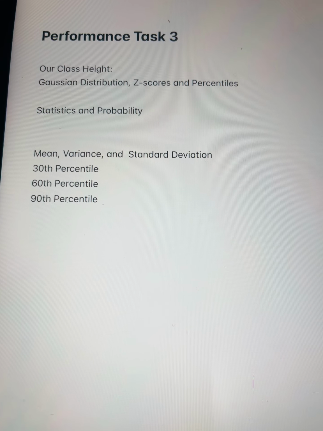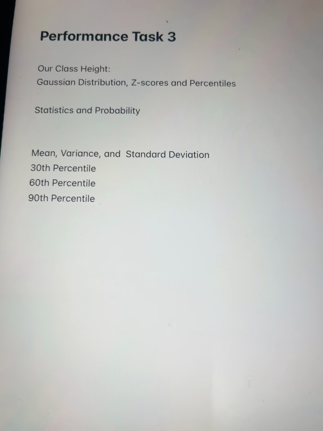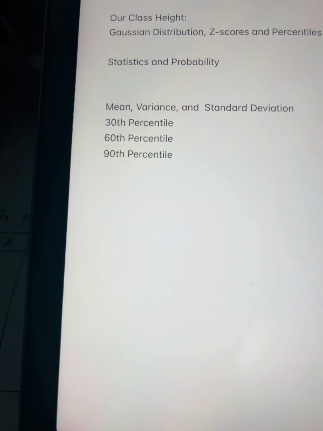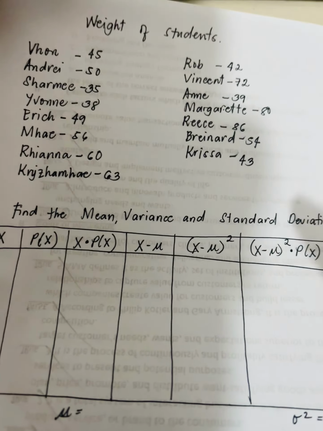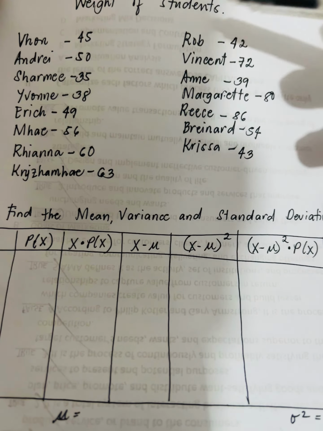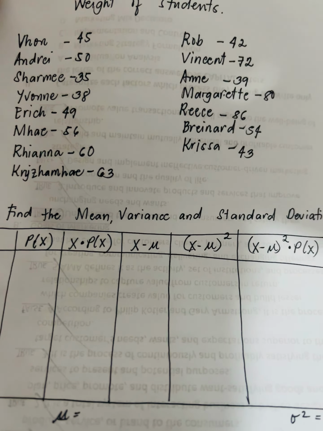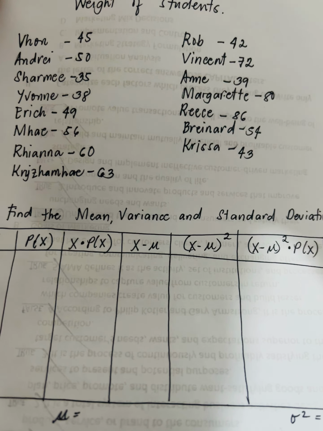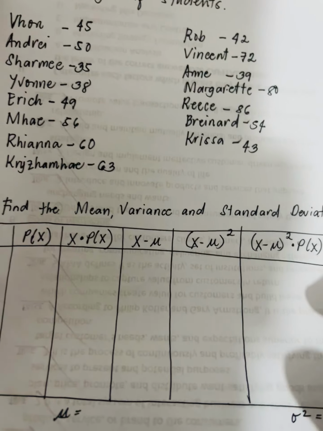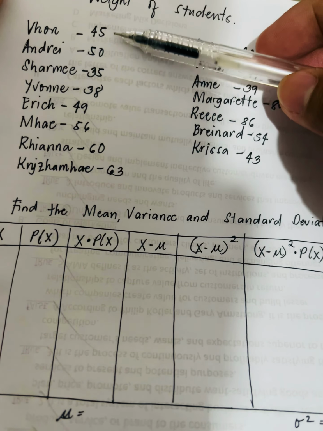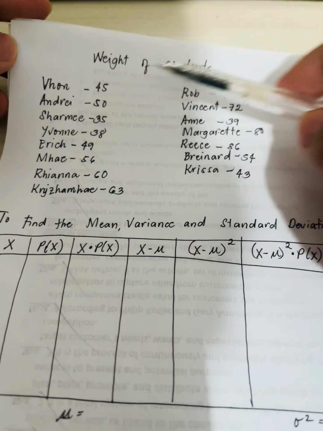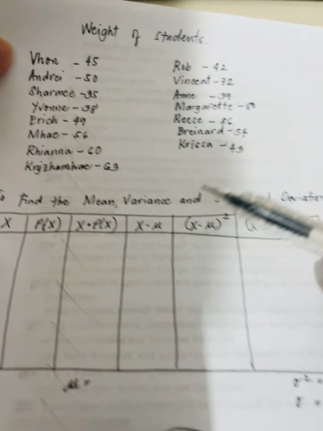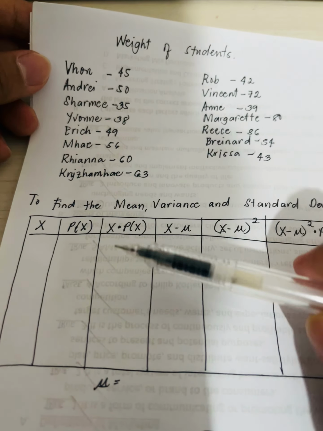Instead, we will be having data from the weight of some students. I have prepared here a list. These are the weights of these students. I have 15 students here. But in your output, you will be getting the height of your classmates, and that includes you. On this part, the weight, we will be finding the mean, variance, and standard deviation in a long method.